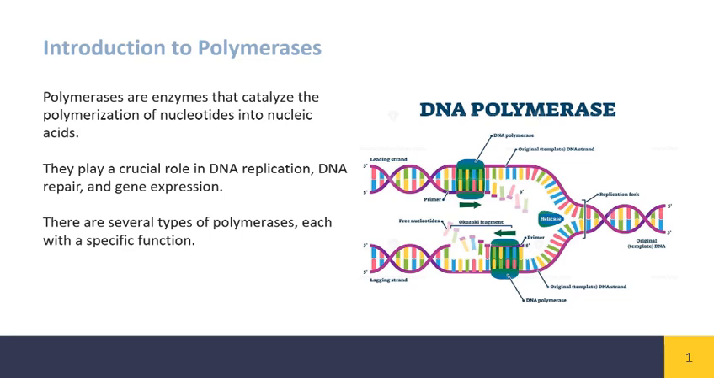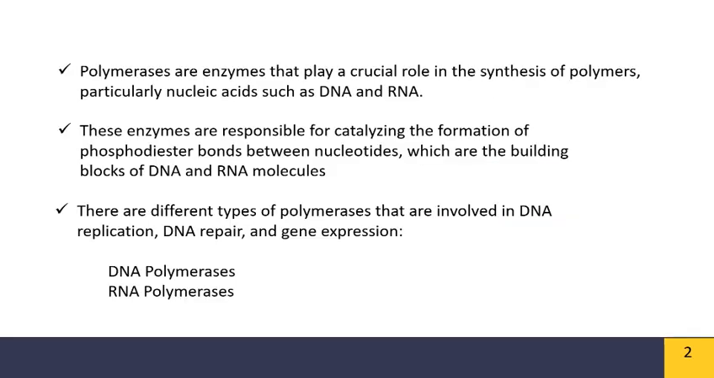There are several types of polymerases, each with a specific function. As we have discussed earlier, these are the enzymes that play a crucial role in the synthesis of nucleic acids such as DNA and RNA. These enzymes are responsible for catalyzing the formation of phosphodiester bonds between nucleotides. These nucleotides are the building blocks of DNA and RNA molecules.